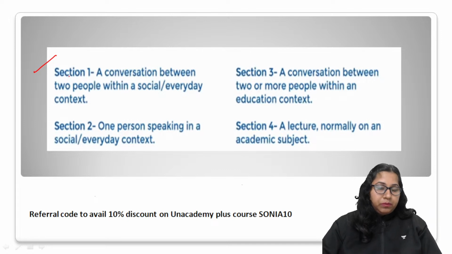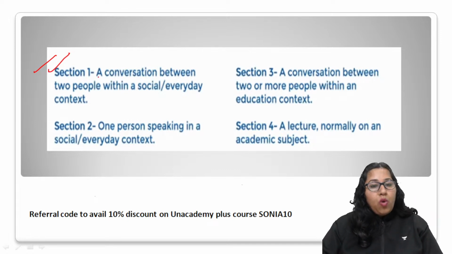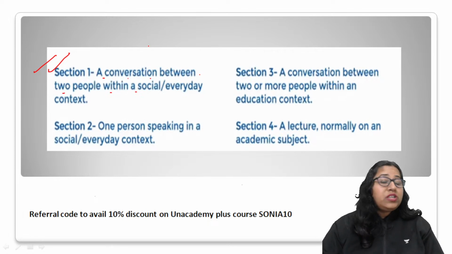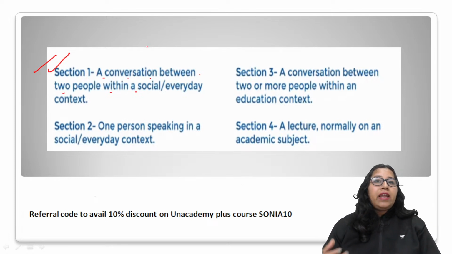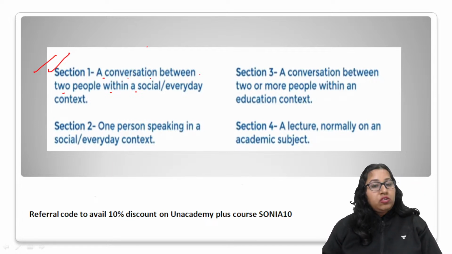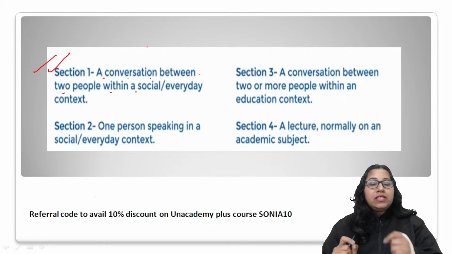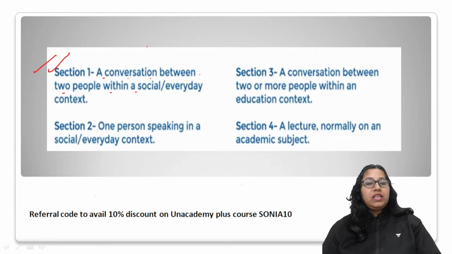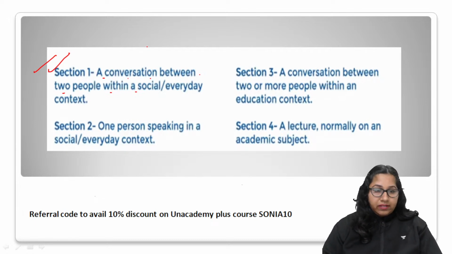Your part number 1 is basically a conversation between 2 people within a social or everyday context, which means it's generally a telephonic conversation wherein a person is calling another person to book an appointment for a doctor's visit, or to inquire about a holiday, or to book a hotel room. So part 1 has a conversation between 2 people, mostly a telephonic conversation which involves a social or everyday context.